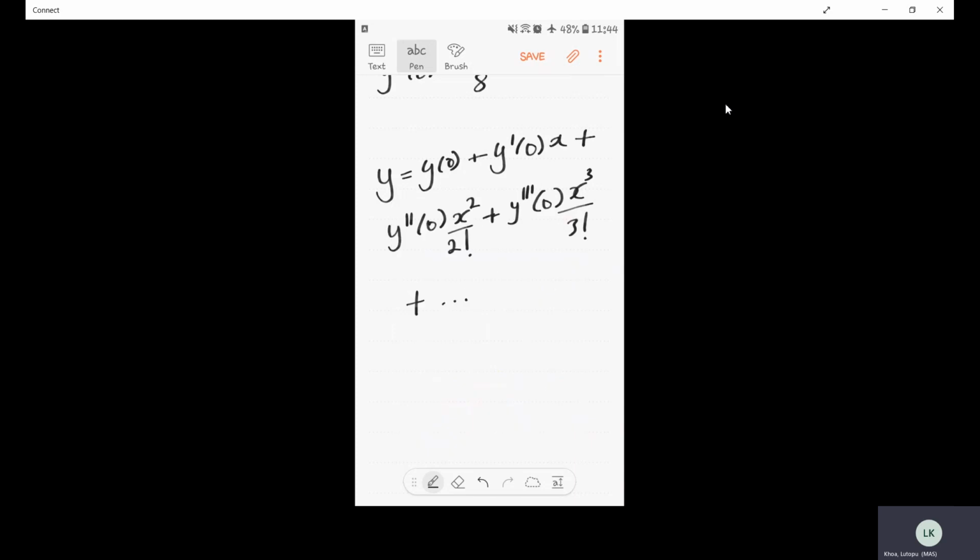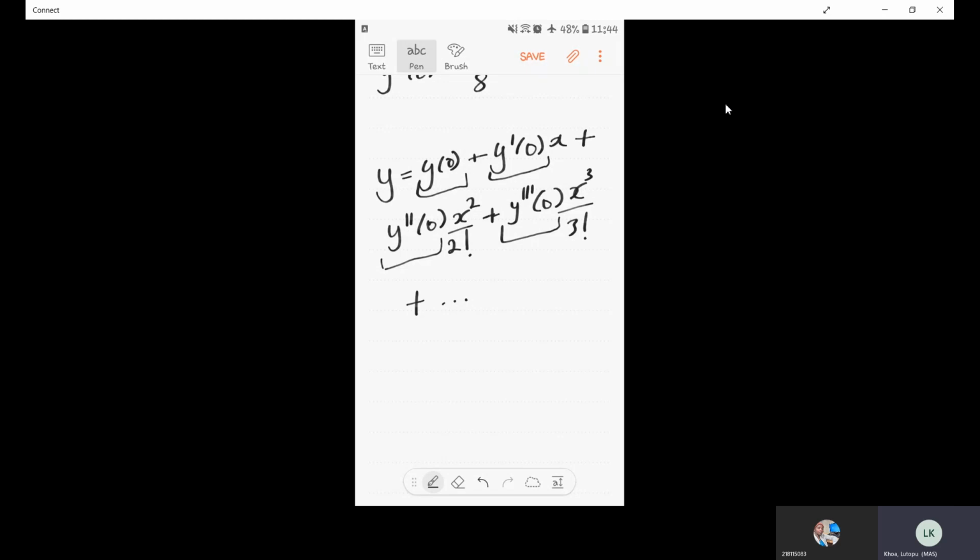Now that I have the formula for the Maclaurin series, all I do is substitute. I worked this out: my value was 1, I worked that one out and got a half, this was minus a quarter, and this was 3/8. So I just substitute them.